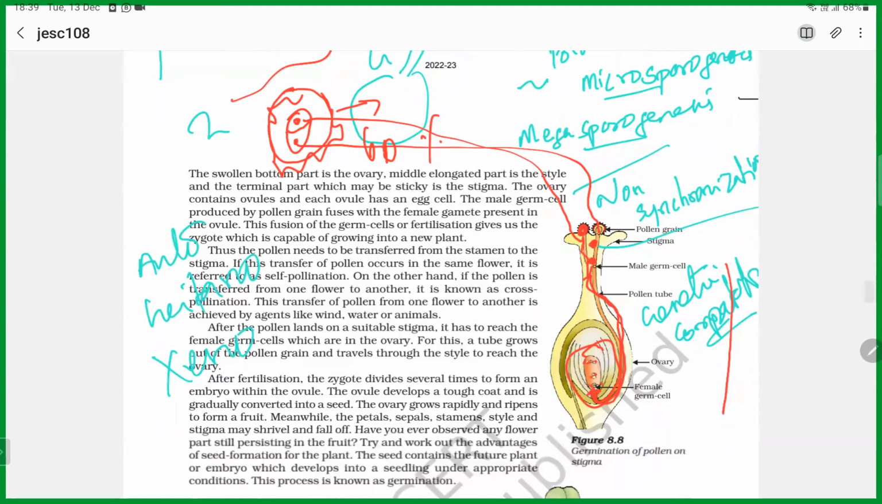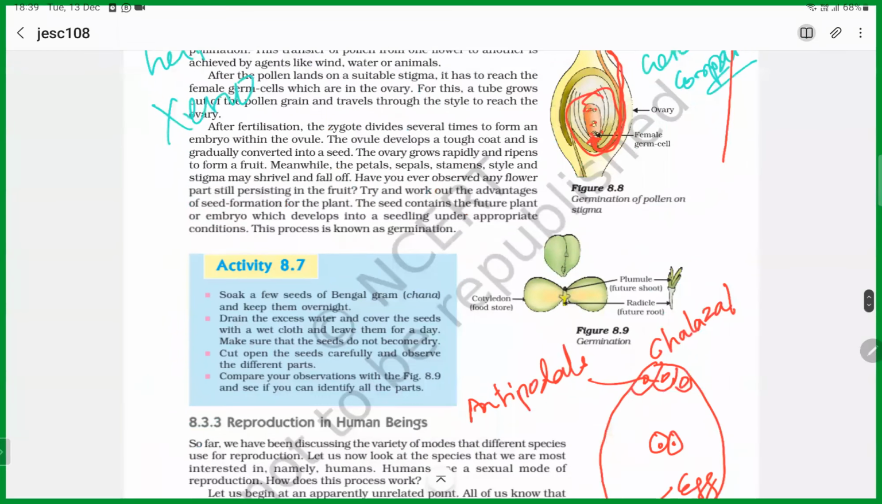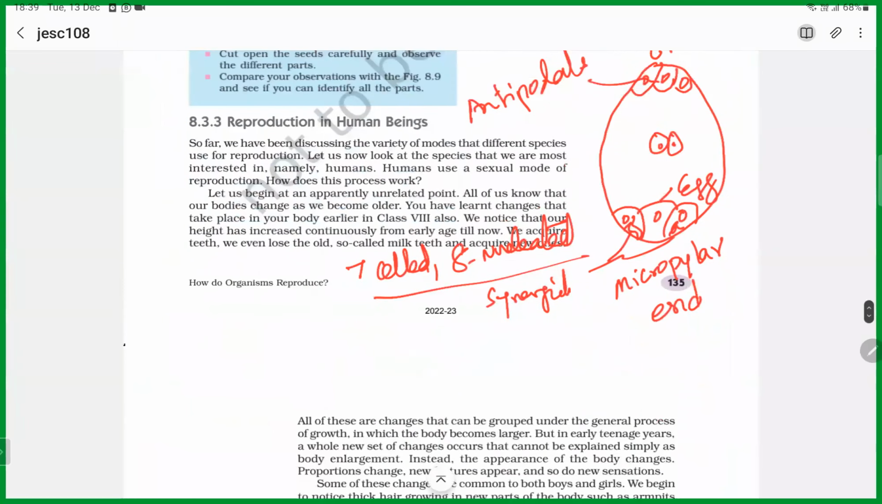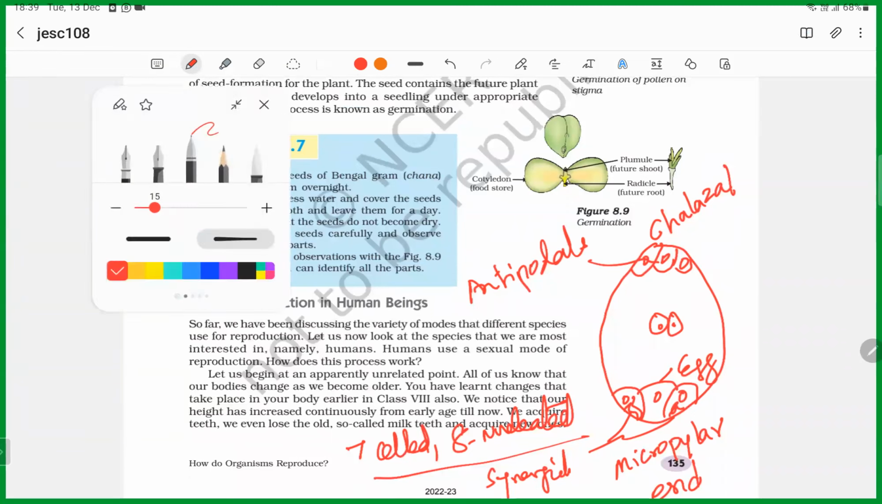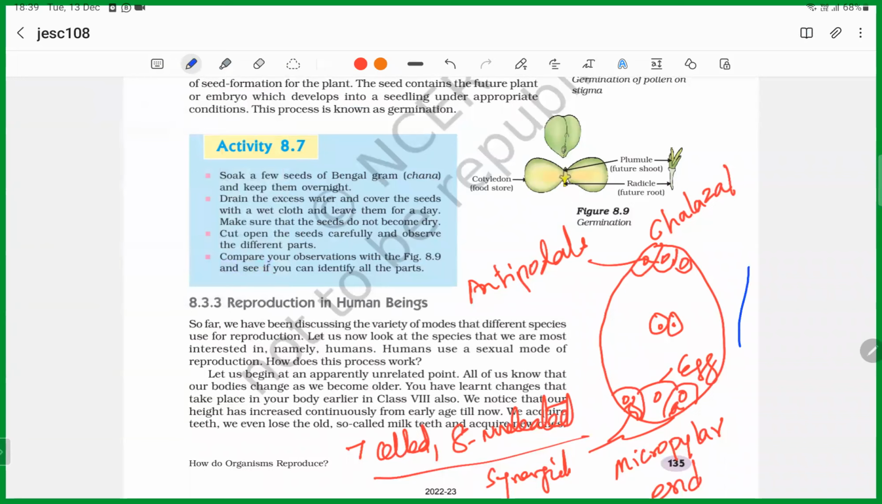Let me use a different color for that. Pollen grain can also have 3 cells: 40% of plants release pollen grain in the 3-cell stage, and 60% in the 2-cell stage. So now the pollen tube enters through the micropylar end, and the two nuclei enter.